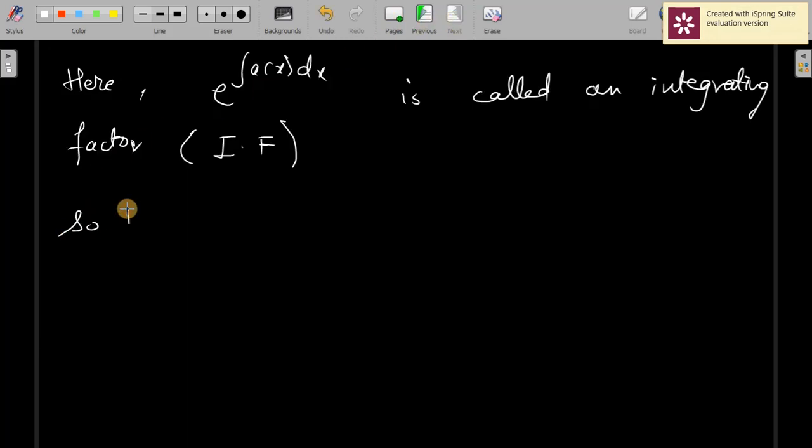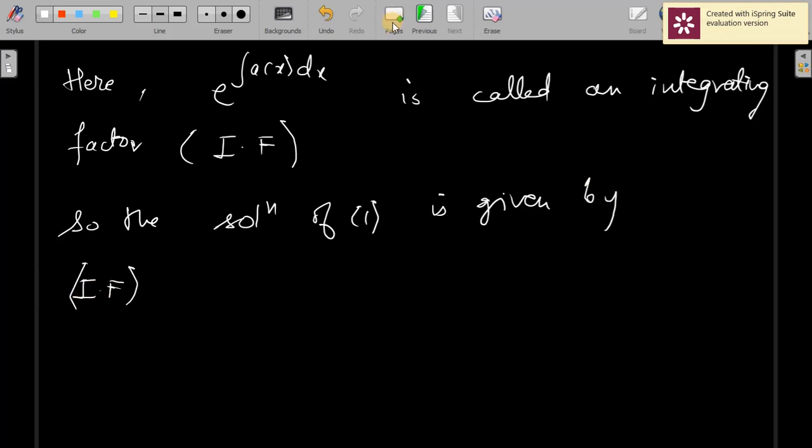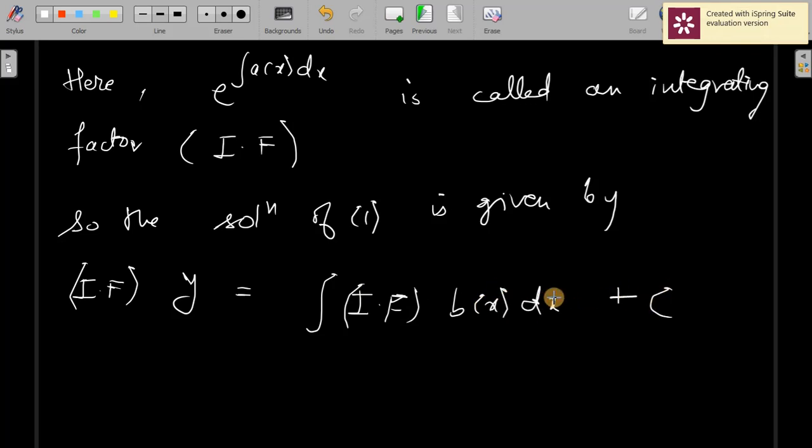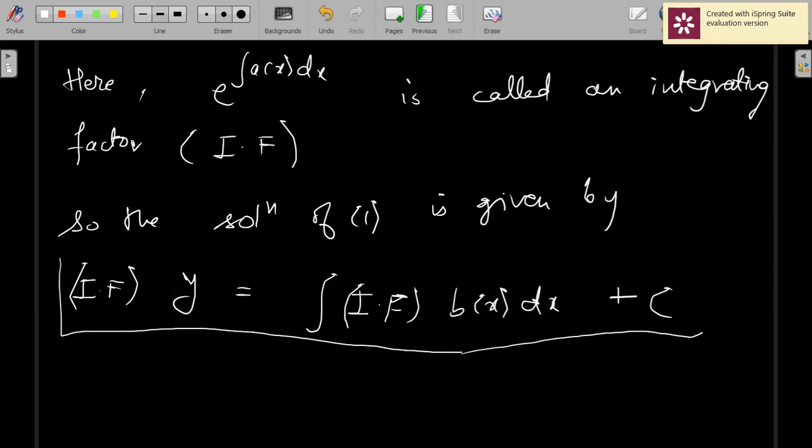So the solution of equation 1 is given by your integrating factor, whatever you have, I'll call it IF, into y is equal to integral of, again, integrating factor into b of x dx plus c, and then you can simplify this further to get y equal to something. So this is how the solution is given. So this is an important expression to find the solution of the linear equation of the first order.